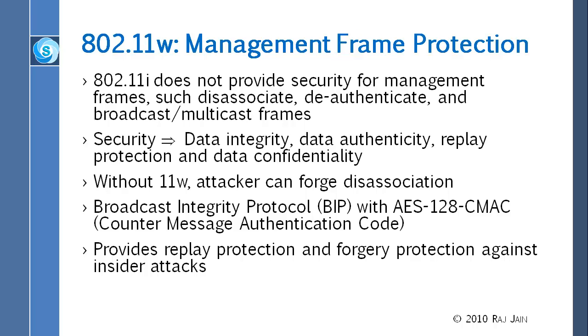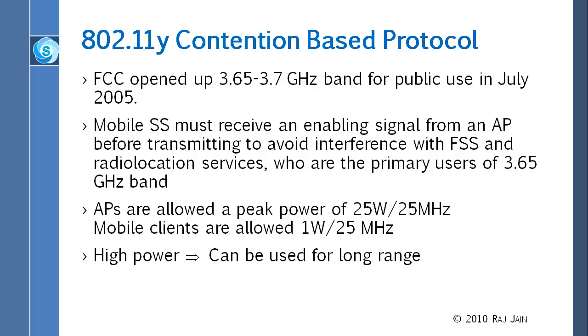11Y is the contention-based protocol. We already have a contention-based protocol. The 11 is a contention-based protocol. All this one does is open a new bandwidth, a new range. So we have 2.4 and 5 point something. In the middle, the FCC has given 3.6 to 3.7. There is about 500 megahertz there. No, 50 megahertz there. 3.65 to 3.70. 50 megahertz.